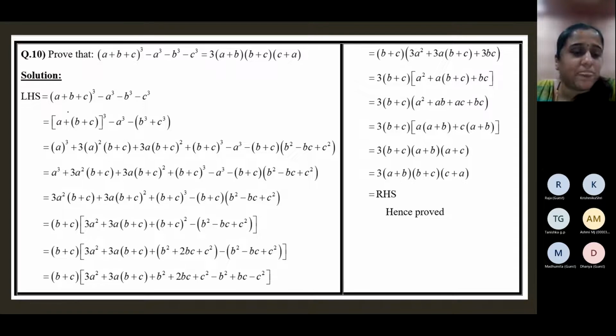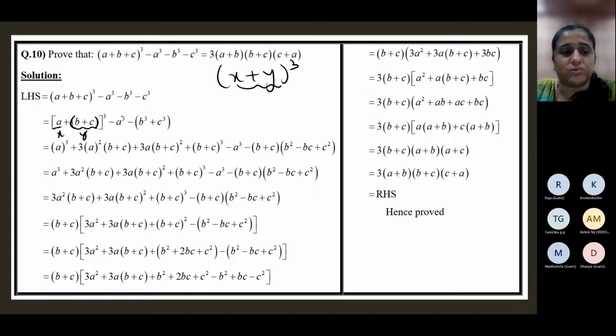So what did I say? Since we know the formula for x plus y the whole cubed, there should be only two terms. So here we enclose a bracket for b plus c. This becomes the y term and this is the x term. So now there are two terms, the whole cube. We have a formula, we know how to expand it.